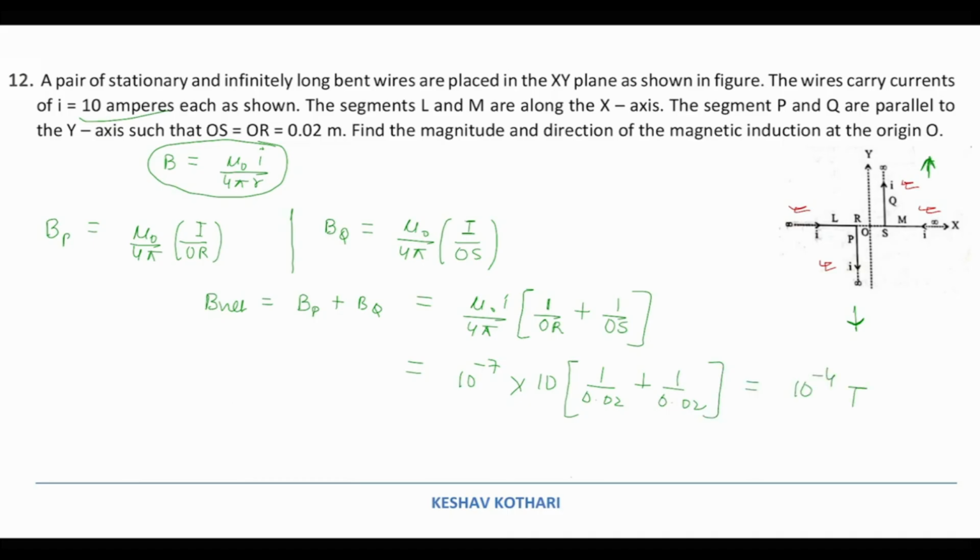So over here it is equally important for you to understand that there will be no contribution in magnetic field due to L and M. They will not produce any magnetic field at the point O. So we are not taking that into consideration. Let us move to the next problem.